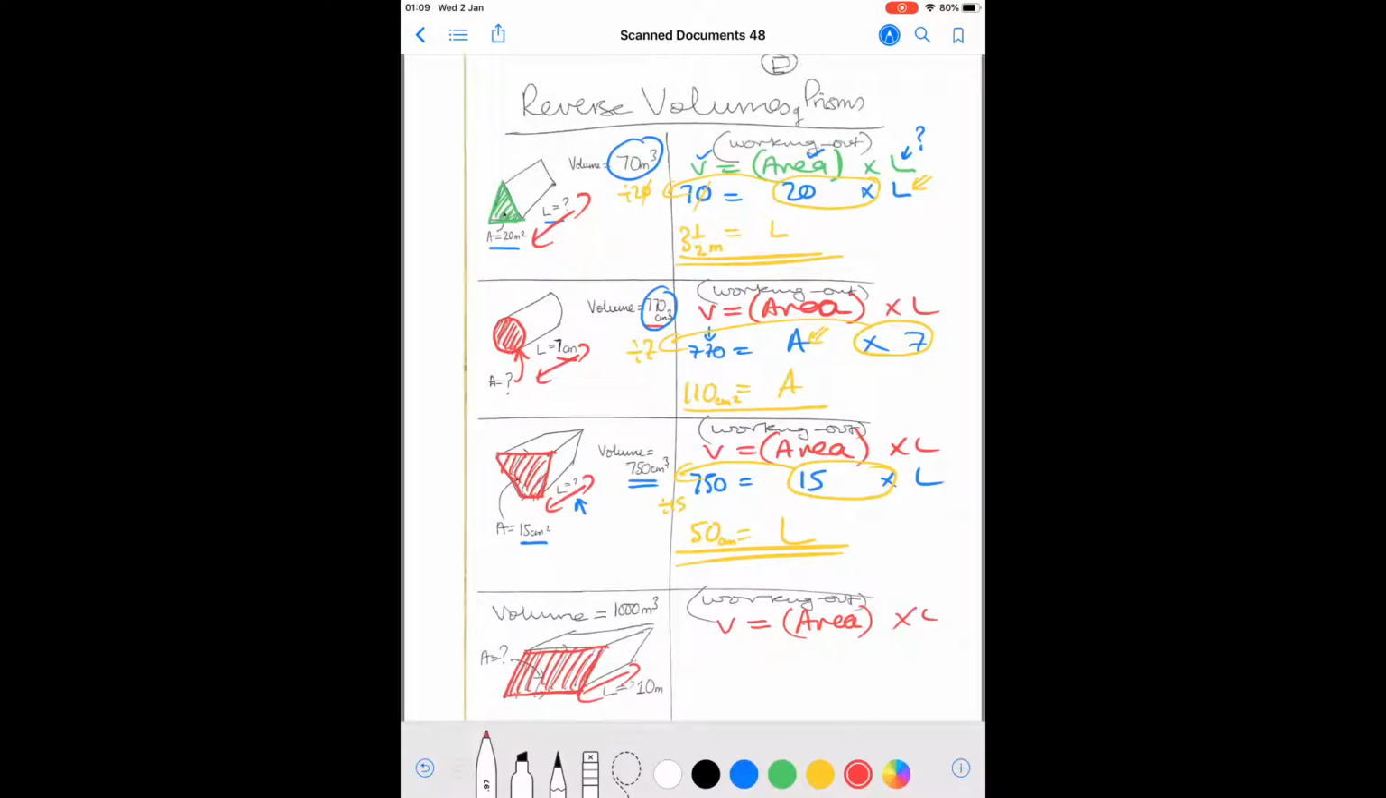So what do we know in this question? Let's grab the blue. We know the volume, so under the volume, write down the volume. Under the area, we don't know what the area is because that's what we need to work out. And the length is 10. So we need to work out the area. It's been times by 10. So the opposite of times by 10 is divided by 10. So you have 1000 divided by 10. That leaves you with 100.